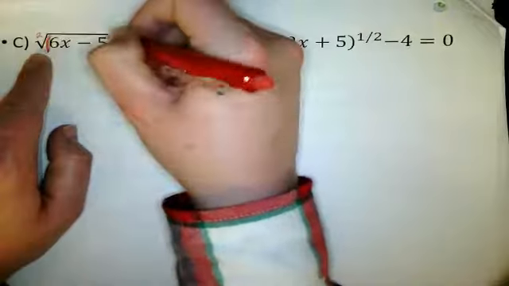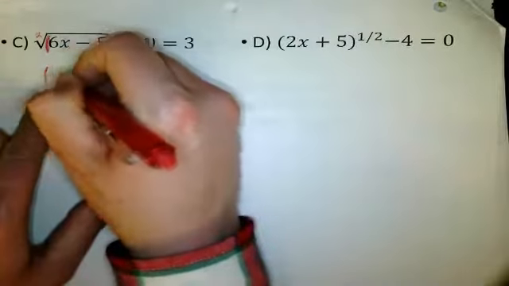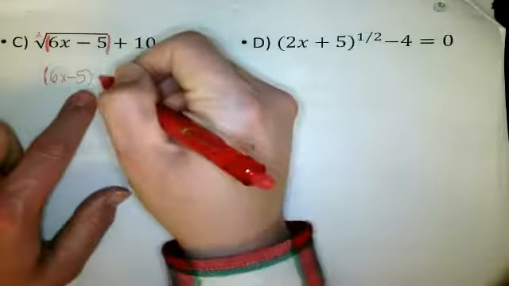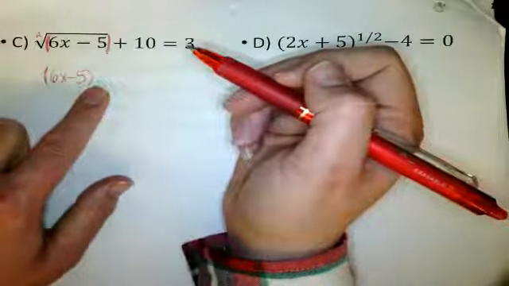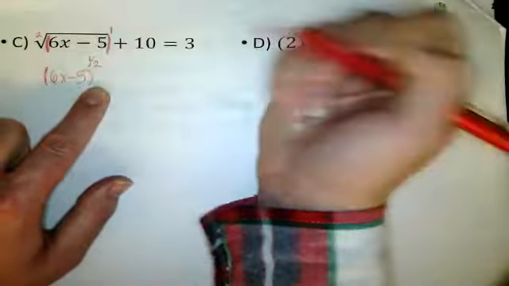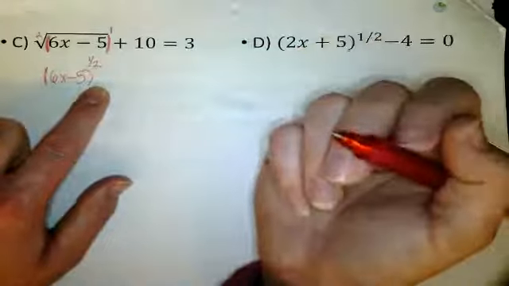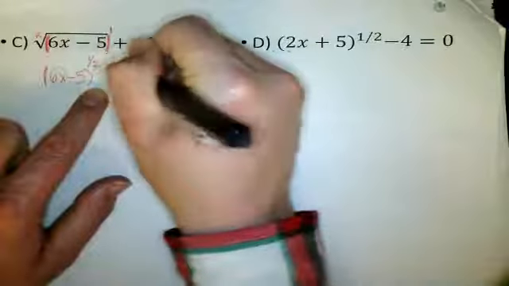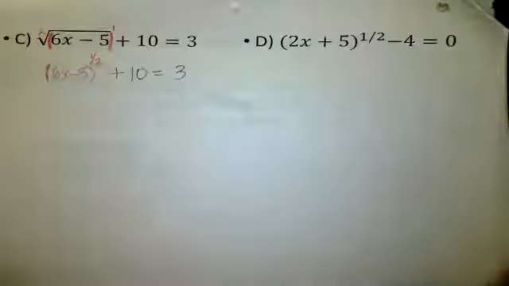Everything that's inside the radical, I'm going to use parentheses to show everything that's inside the radical. And I'm going to rewrite it with a power. What power can I use? 1/2. Yeah, the index is 2, so we can change it so it looks just like yesterday's stuff. And then we have our plus 10 equals 3.